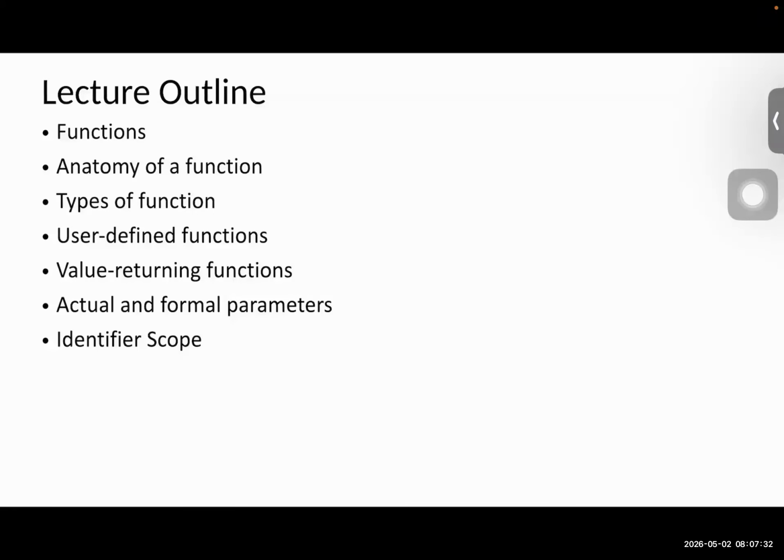So we're going to talk about functions, what they are, what a function looks like, and the types of functions that there are in most programming languages. Then we'll look at how we as users can write our own functions, as user-defined functions. When we write functions, we have mainly two types: functions that return a value and functions that do not return a value. So how do we return a value?